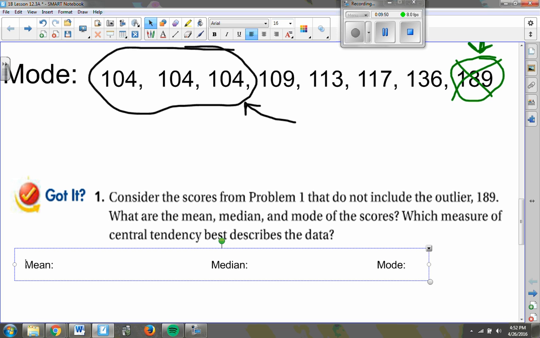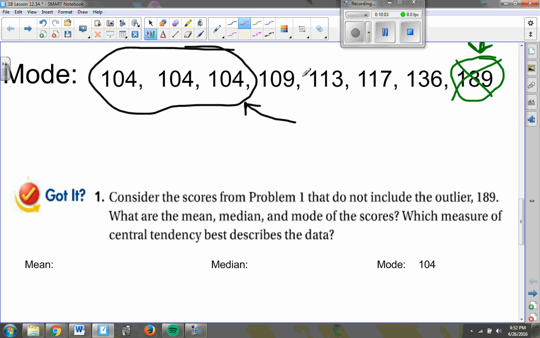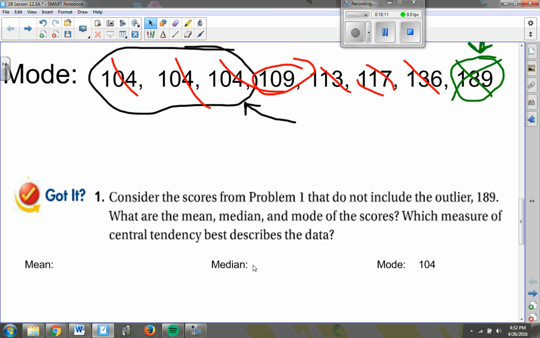Okay, it's certainly true that the mode should not change here. The mode should still be 104 because I'm not losing any of those. I'm just losing 189, which didn't really matter at all anyway. The median, if I cross things out in my list of data again, cross, cross, cross, cross, cross, cross, I end up here at 109. So my median is 109.